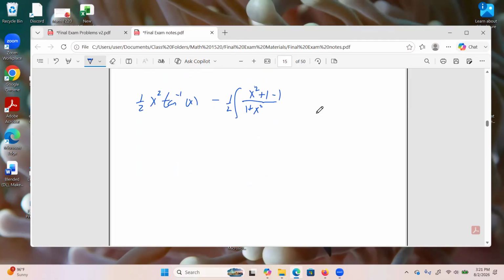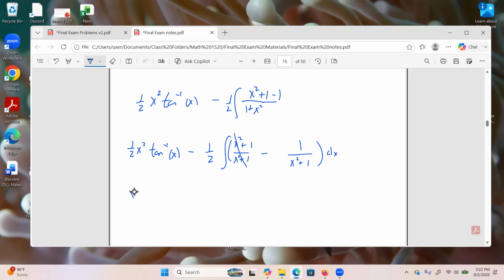Okay, so let's see what we have here. We have 1 half x squared arctangent of x minus 1 half integral. And here I have x squared plus 1 over x squared plus 1 minus 1 over x squared plus 1. I just rearranged some terms to make things a little bit easier for me. And we're still going to be integrating this piece here. This cancels. Okay, so we still have to integrate it, but it cancels.